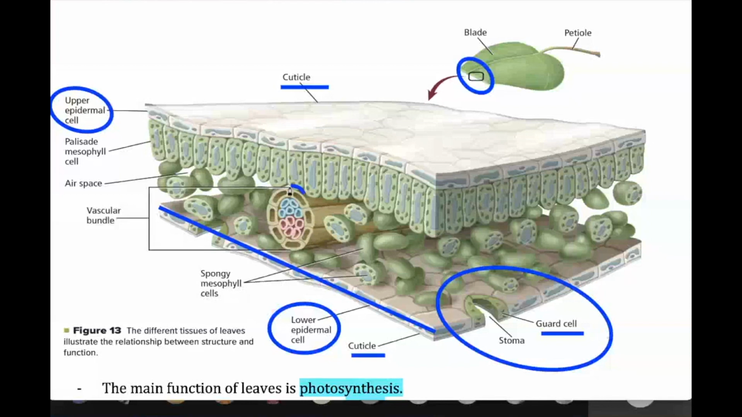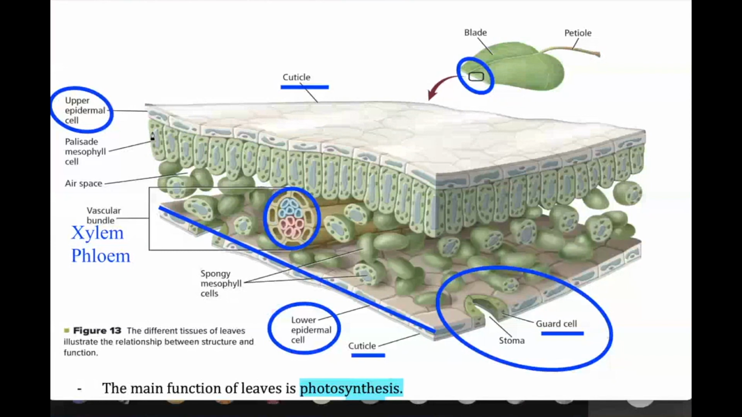This circle in the center is the vascular bundle, which is made up of two parts. What are the names of the two? Xylem and phloem. Yes. Then there are air spaces.